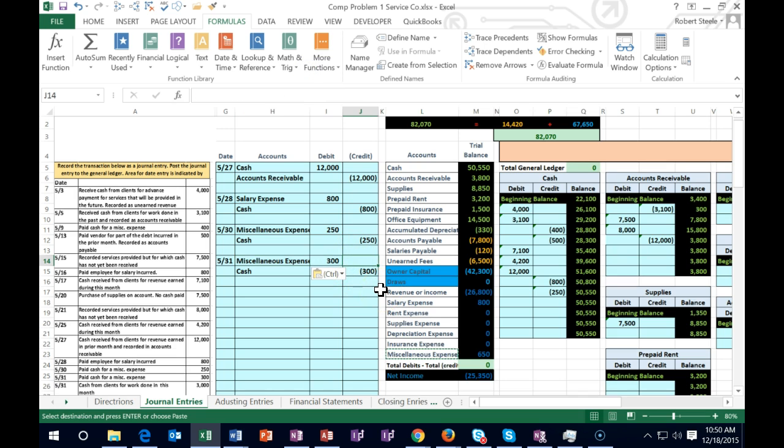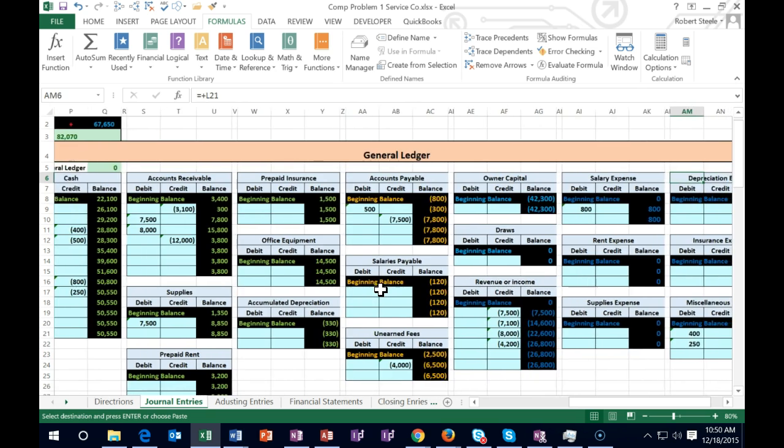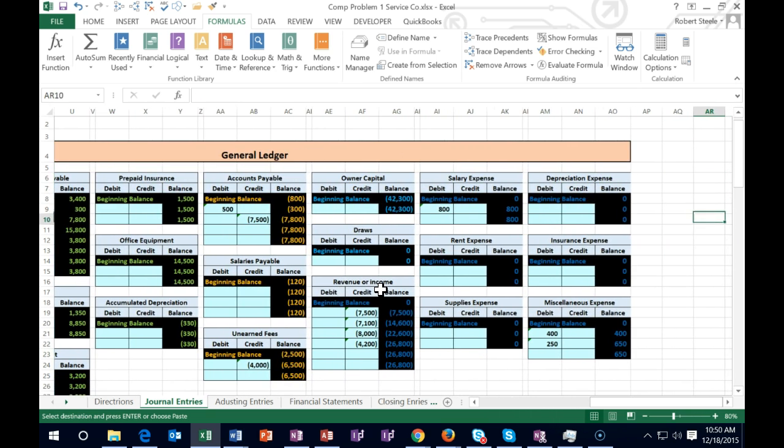Once again, this is a general journal. We're going to post that to the general ledger. We're going to post miscellaneous expense. The general ledger is in order by account. We have assets in green, liabilities in orange, equity in the brighter yellow or blue, and then revenue and expenses in the less bright blue.